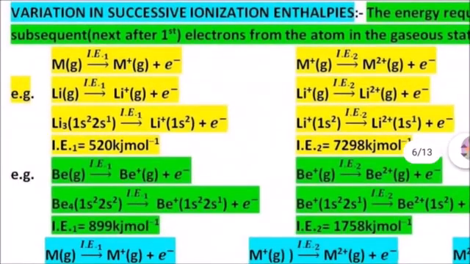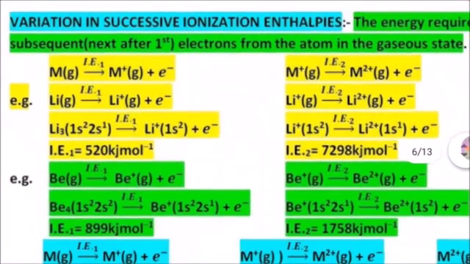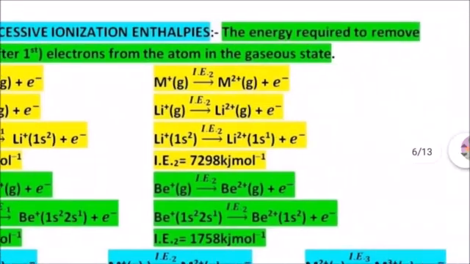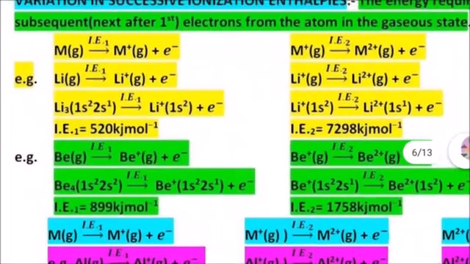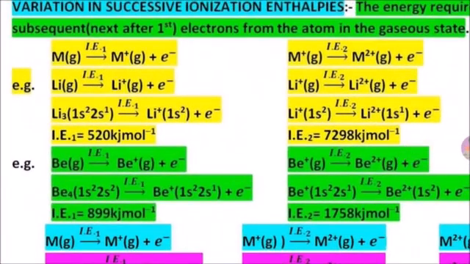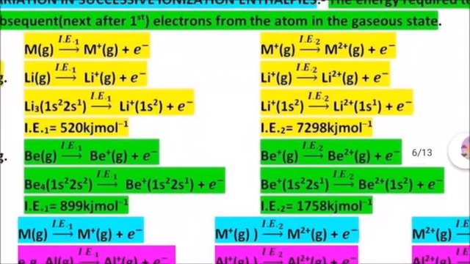So students, variation in successive ionization enthalpy is the next segment. It is the energy required to remove subsequent electrons, meaning the next one after the first electron, from the atom in the gaseous state.